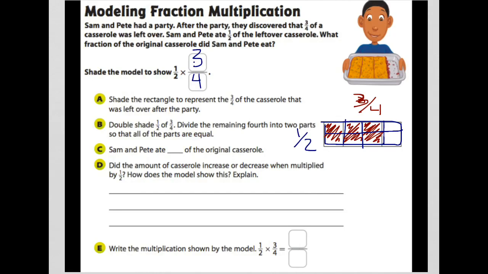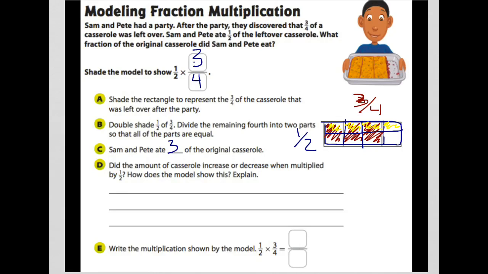I'm going to double shade 1/2 of 3/4. So let me take yellow. I'm going to shade in 1/2 of the model. So I want to figure out the parts that are shaded or that are overlapping. So Sam and Pete ate 3 of the original casserole.